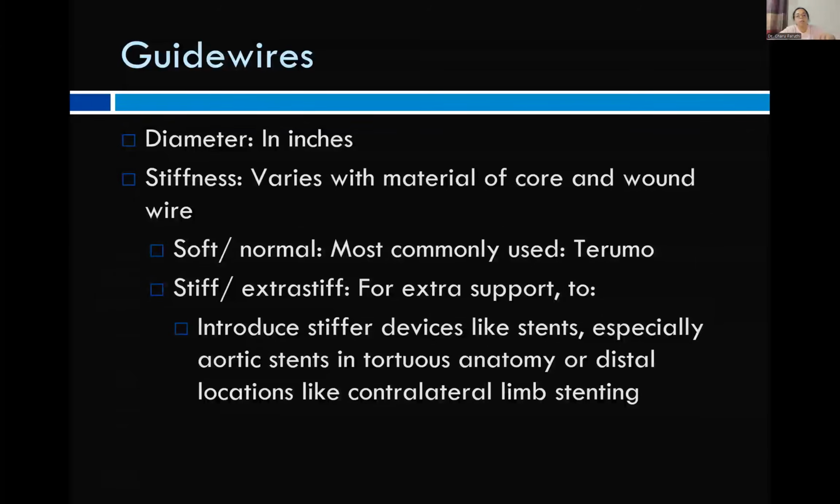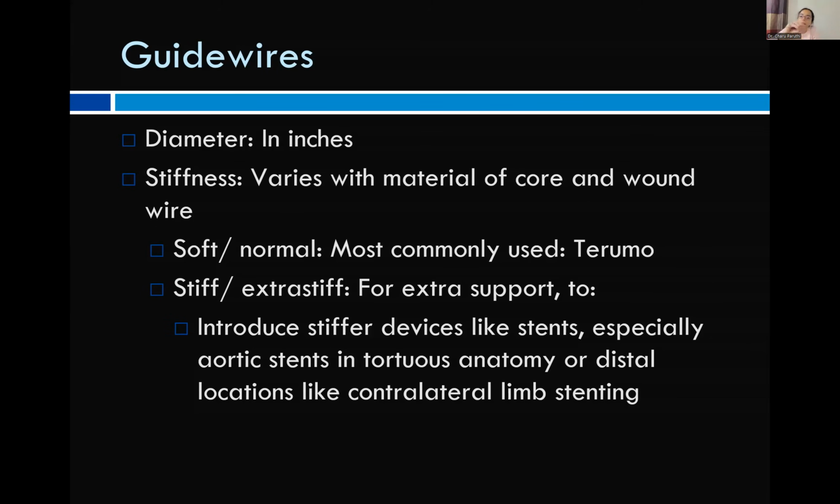So the use of stiffer wires is, one, to introduce stiff devices like stents. Aortic stents are the stiffest devices, so they are used over extra stiff wires. And other stents like carotid stents or peripheral stents can be used over stiff wires like the Amplatz wire. So these stiff wires usually, although they have a distal atraumatic end, are very traumatic, and they are put inside the catheter once the catheter is in place.